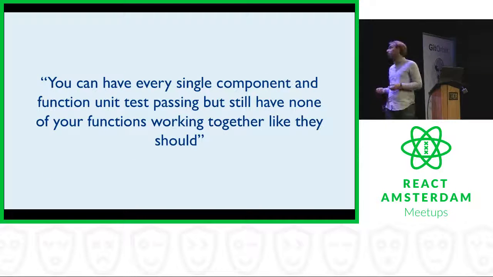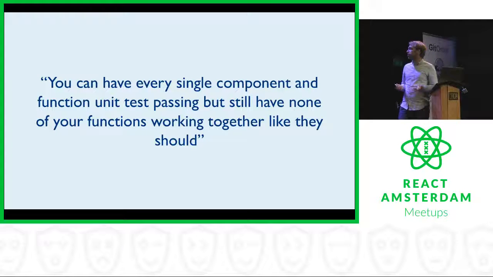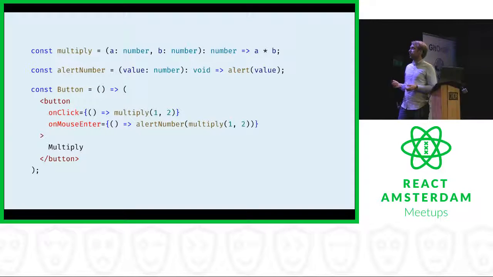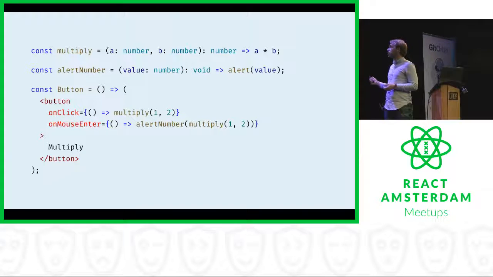But again, you can have every single component and function unit tested, but still have none of your functions working together like they should, because you're only testing whether they each separately do what they should be doing. Here I have a simple example. The multiply function is this time working correctly. I've got a simple alert number function which alerts a value, and I've built a button. And I wanted the button to alert a multiplied number when you click on it. But as you can see, I forgot to include the alert number on the onClick, but I did it on mouse enter. This would pass the unit tests. Snapshot will display, hey, it has an onClick handler, which has a function. It doesn't show exactly what kind of function it was, but it's there.